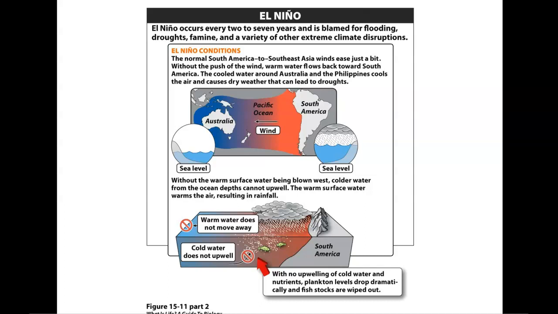And so if that happens, then that warm surface water is going to warm the air and results in rainforest. Here with no upwelling, notice that that water is not going to bring up nutrients, and plankton levels are going to drop dramatically, and then fish stocks could be actually wiped out.